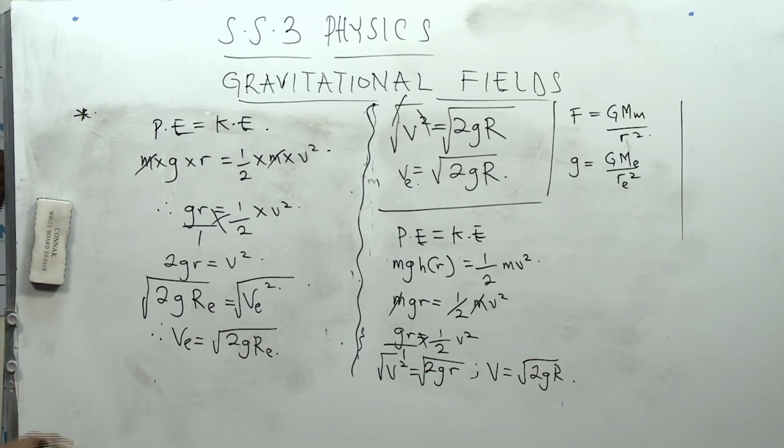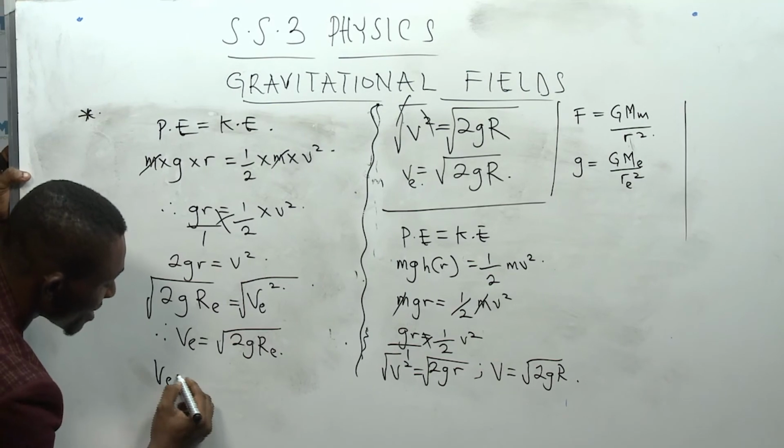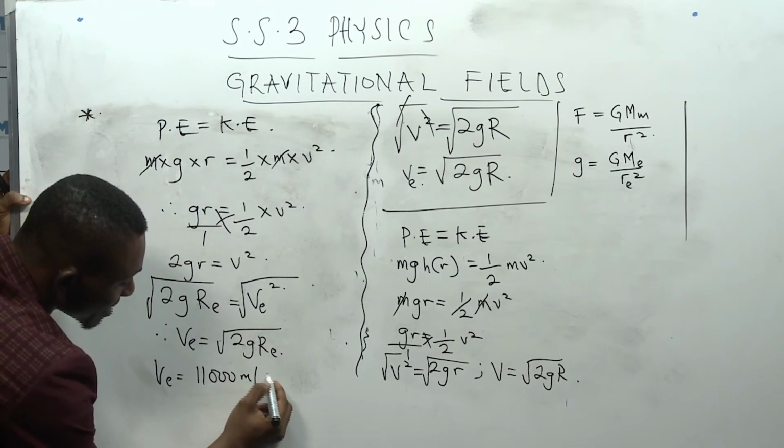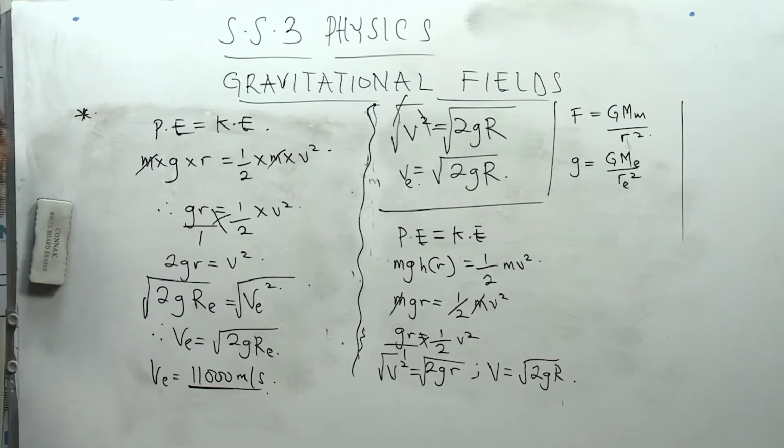The question also said we should calculate the numerical value. Calculating the numerical value, we get the escape velocity of the Earth as 11,000 meters per second, meaning that any object that is to be launched into space must have a velocity greater than 11,000 meters per second.